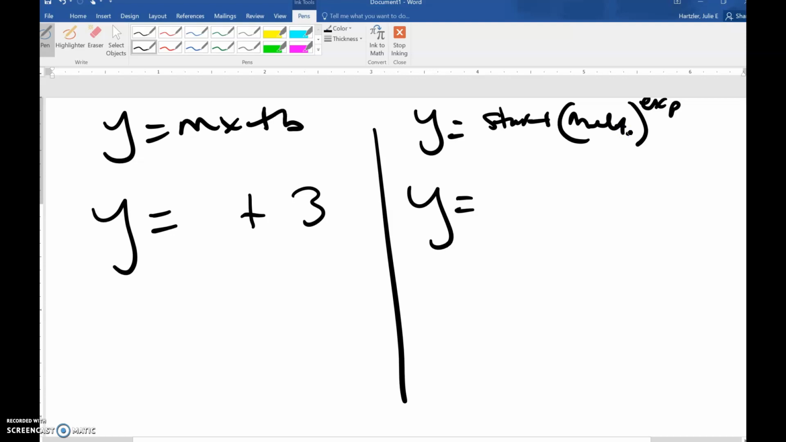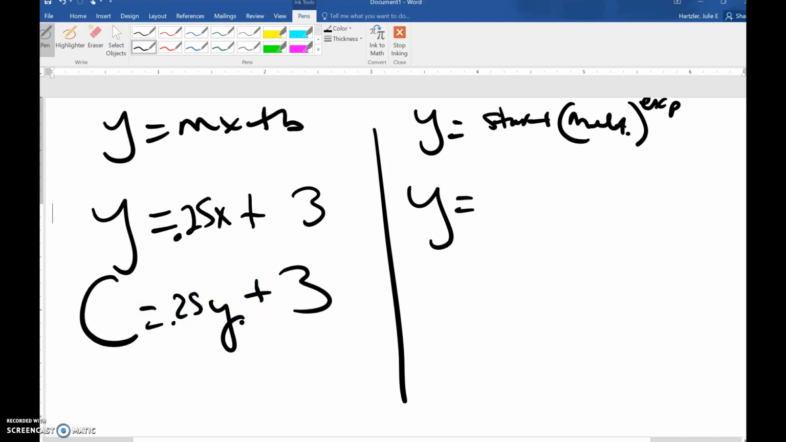So the first one is going up by 25 cents per year. So I can put 25x, okay? And if you wanted to write it like the cost of milk is $3 plus 25 cents per year or something like that, you can do that. Just let us know that y is how many years and c is your total cost. And again, if you want to write the cost is $3 plus 25 cents per every year, that's okay too.